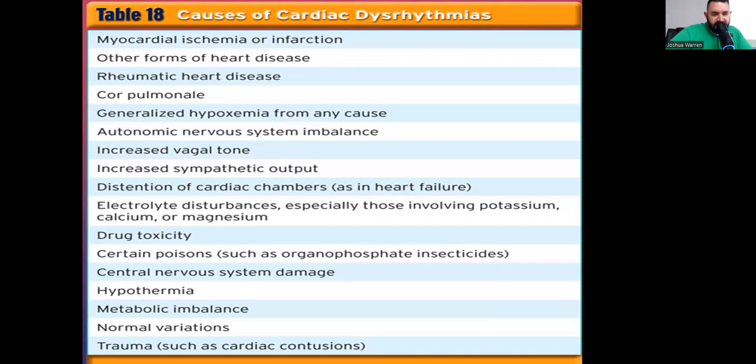So increased sympathetic output, drug toxicity, poisoning, hypothermia, metabolic causes, and then of course trauma. There are a lot of reasons and causes for us to have arrhythmias. And again, it could be a normal occurrence for that patient. This is why you should always get a history if you can and find out.